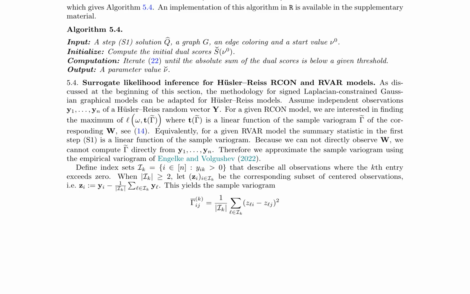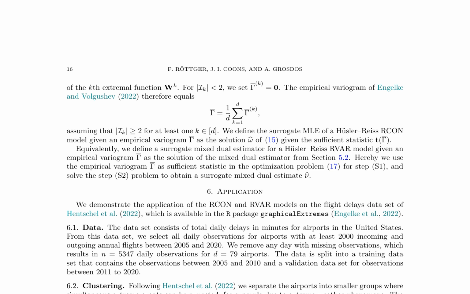The methodology involves approximating the sample variogram using the empirical variogram of Engelke and Volgushev, 2022. The application of the Hüsler-Reiss Archon and RVAR models on flight delays data involves defining the empirical variogram and the surrogate MLE for the Archon model.